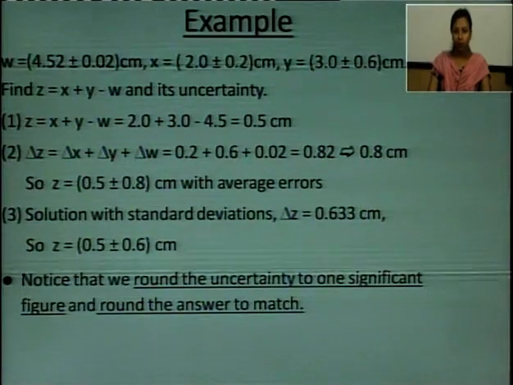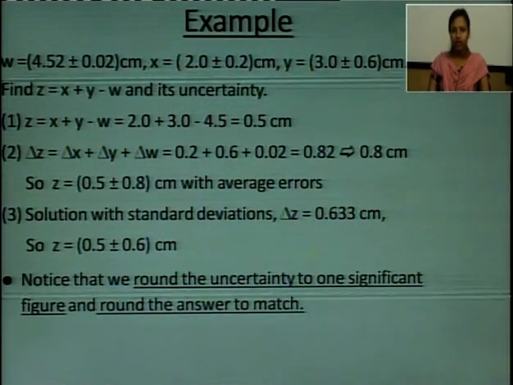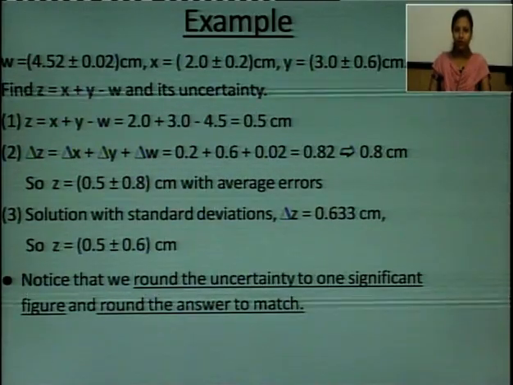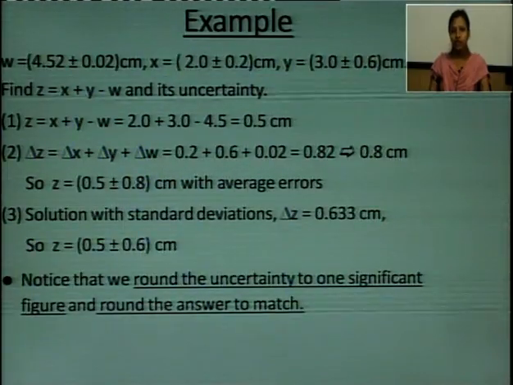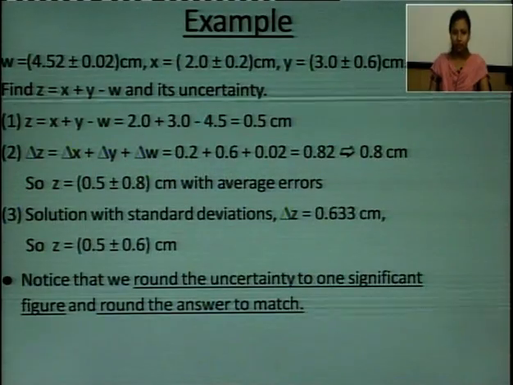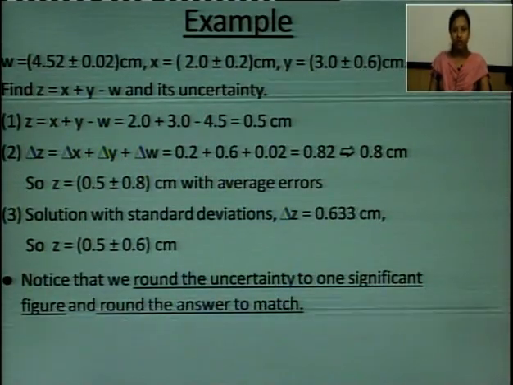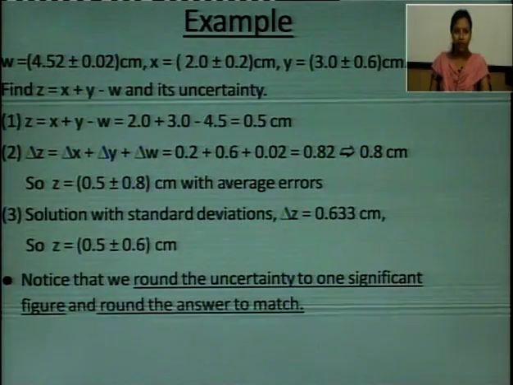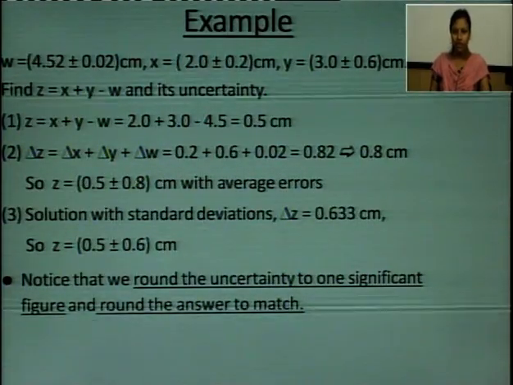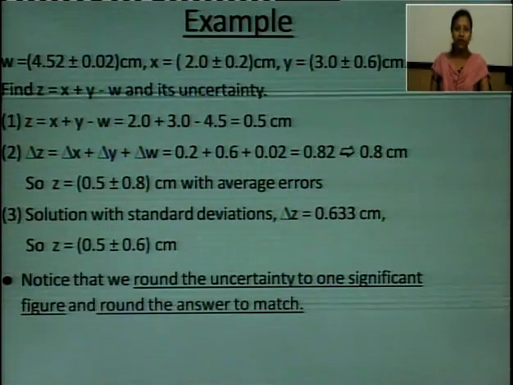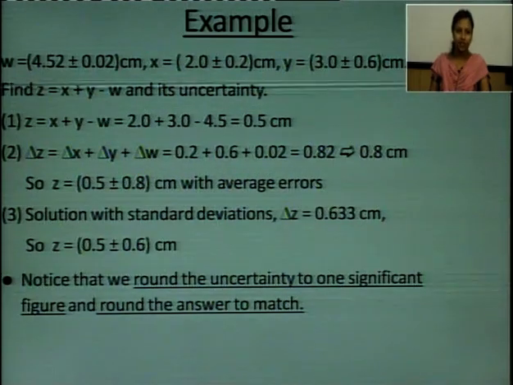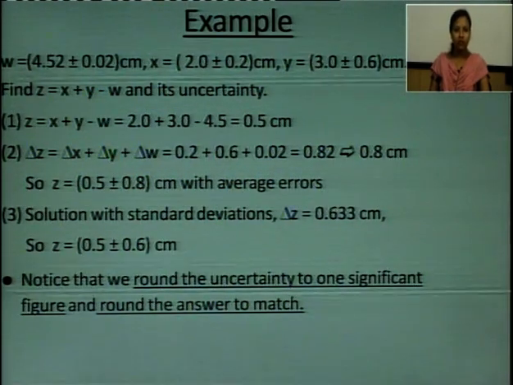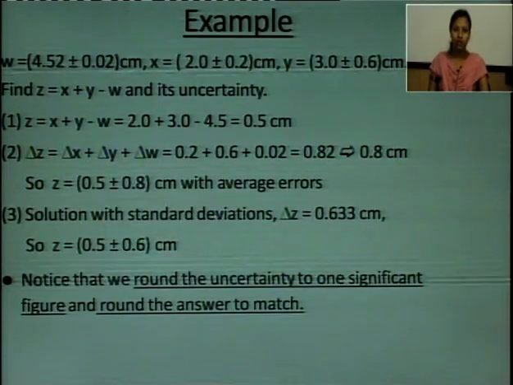If W is 4.52 plus minus 0.02, X is 2 plus minus 0.2, Y is 3 plus minus 0.6, then we need to calculate Z is equal to X plus Y minus W and its uncertainty. So Z is equal to X plus Y minus W, X is 2, Y is 3 and W is 4.5. So Z is equal to 0.5. Here we are neglecting the second digit of the measurement because it is up to 1 decimal point.